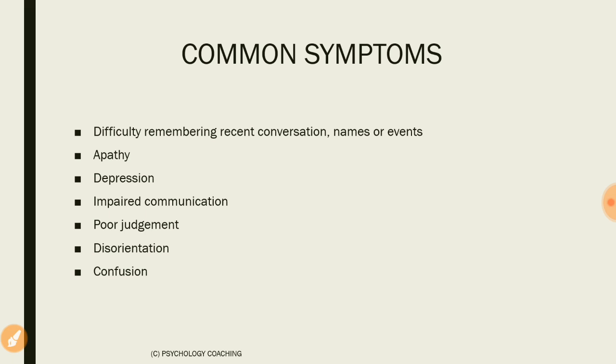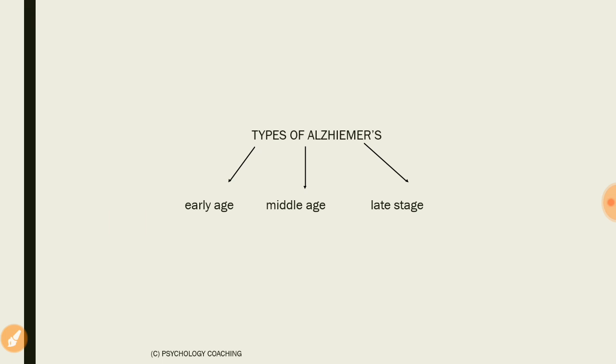They speak a particular sentence, and slowly, after some time, they would again repeat the sentence unknowingly, because they were forgetful that they had already said this thing. Another symptom is poor judgment, and there would be disorientation and confusion in the Alzheimer's patient.